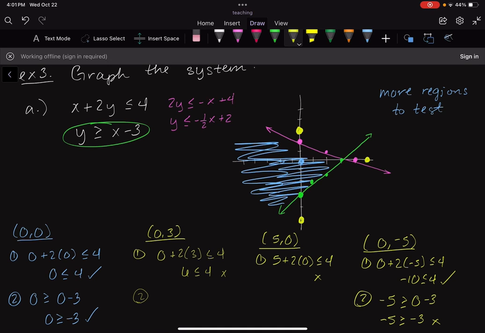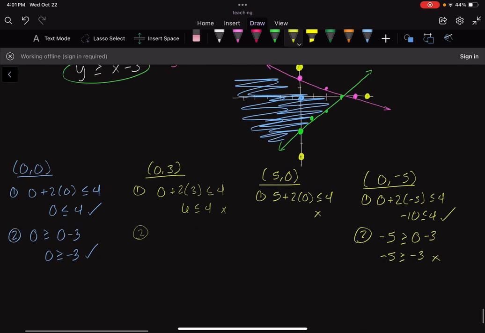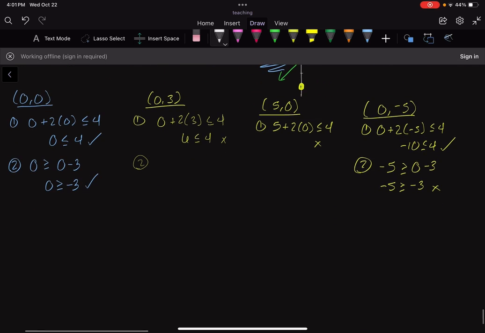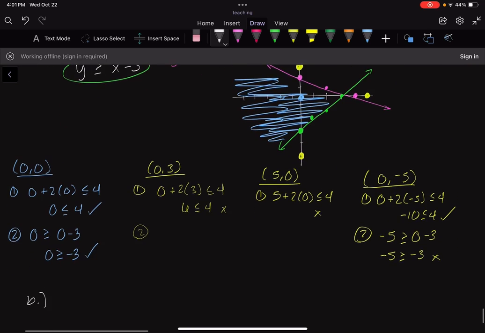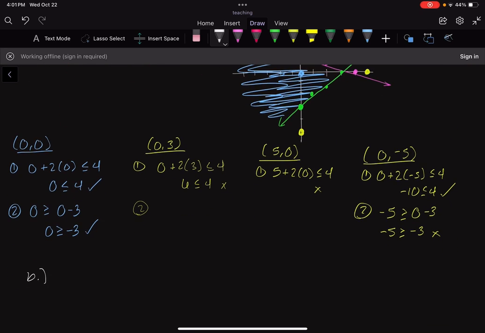So that is pretty much it. I'll go ahead and make up just one more of these that we can do. So part B, I actually only had one in my notes, so I'm completely making this one up. So we'll see how that goes.